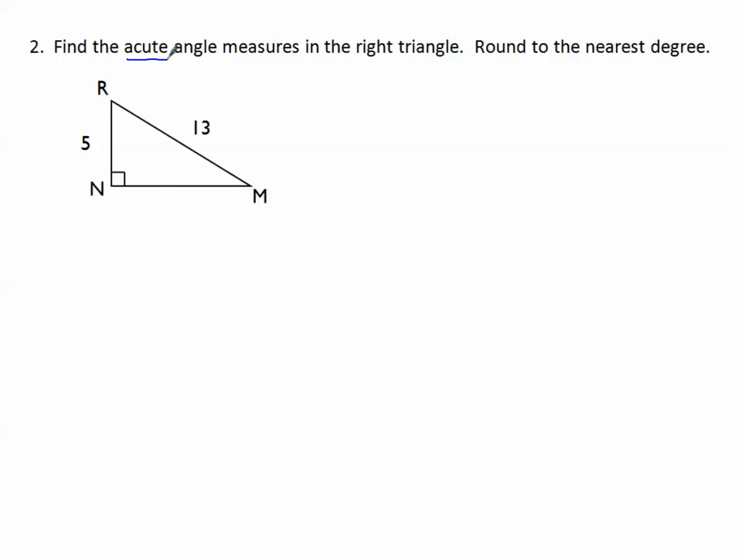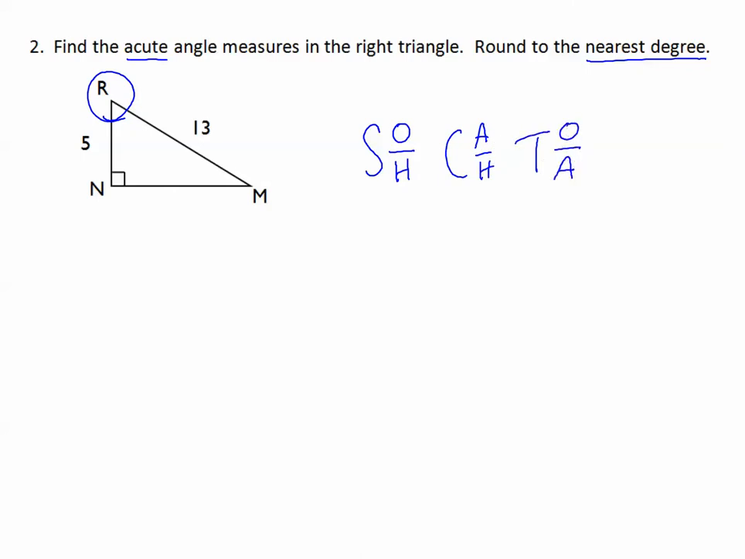Find the acute angle measures in the right triangle, round to the nearest degree. I have 2 angle measures that I don't know, R and M. It doesn't matter which one I find first, I'm going to have to find both. Do you have a preference? Did you pick R like I did? Okay, now I know I'm using trig, so let's write SOH CAH TOA on our paper.